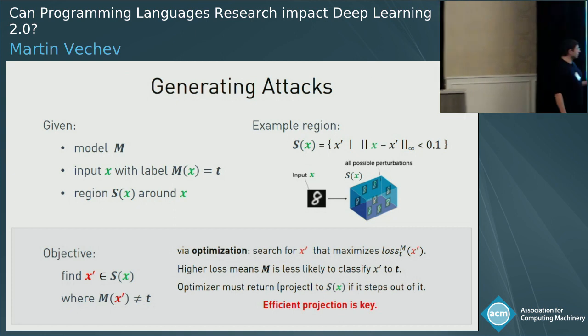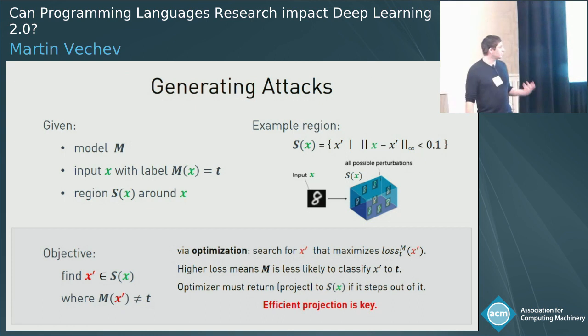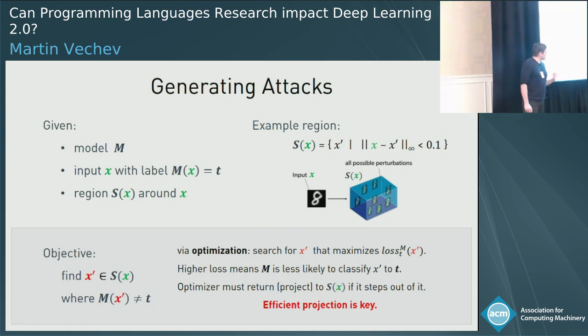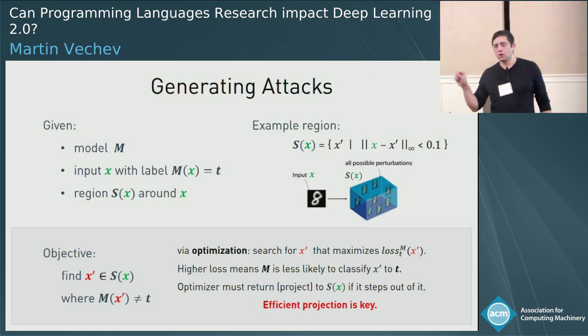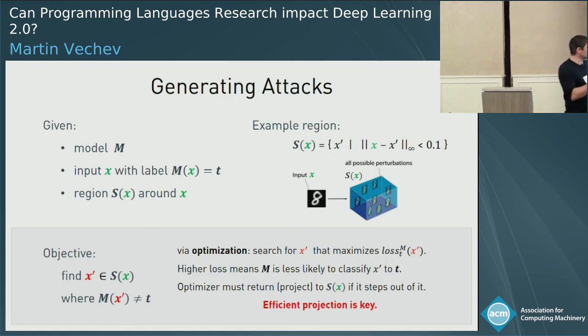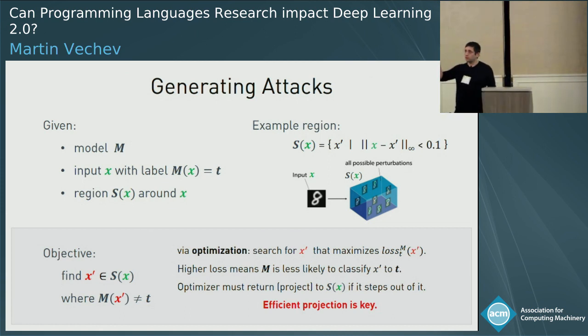So what's the fundamental problem here from a programming language perspective? It may not seem like there is a connection here, but there is. So these optimizers, these gradient descent optimizers, typically have to search inside the region. And when they search inside the region, they may step out of the region. When you step out of the region, you've got to get back into the region. This is called projection: finding the nearest point in the region. And so efficient projection algorithms are key because you do this over and over again, both during attacks and during training.